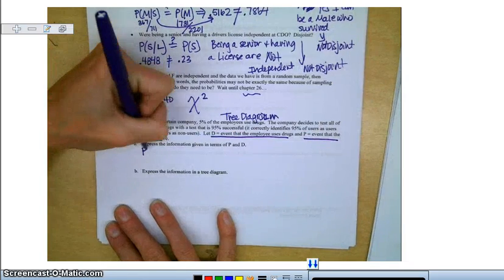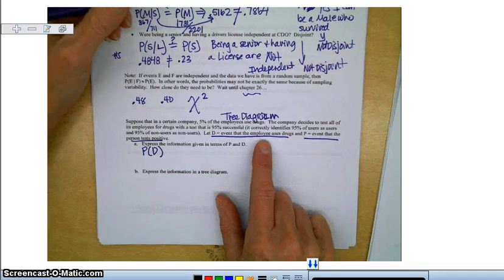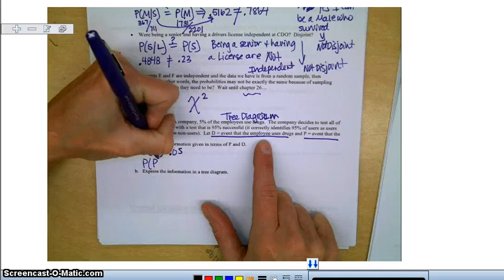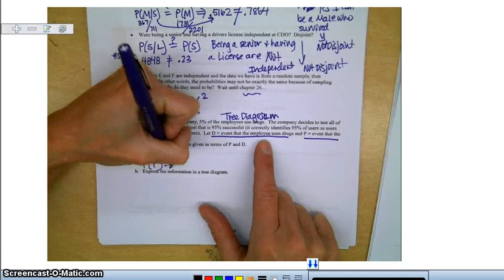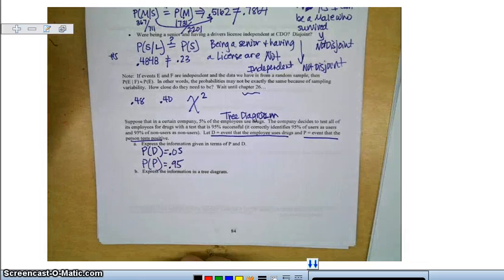Okay, so the probability of event D, the probability that the employee uses drugs, is only 0.05, and the probability that they test positive is 0.95. So those are the events that we know the probabilities of.